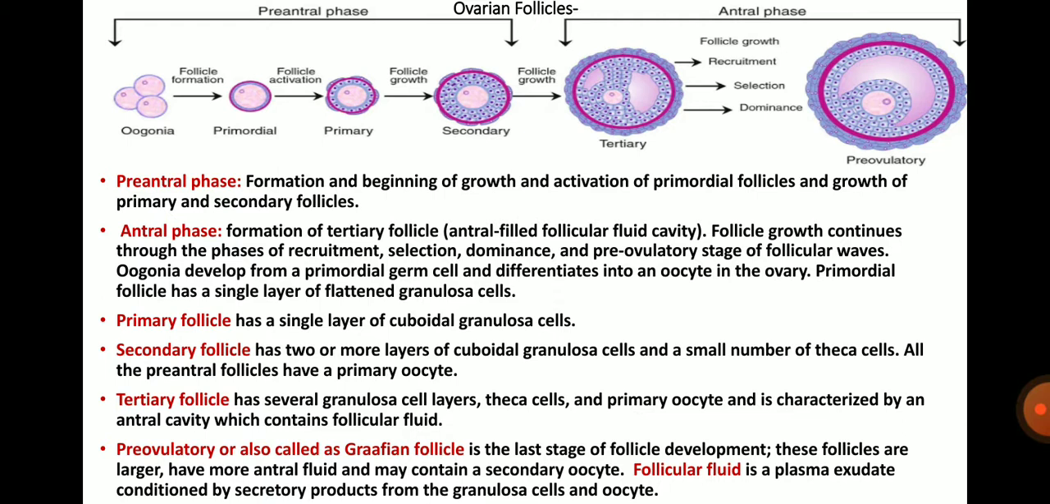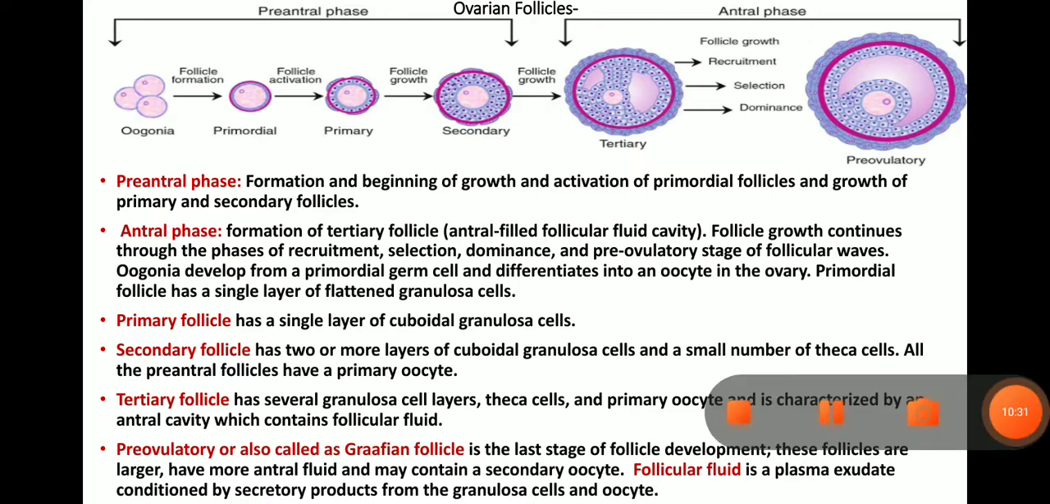The pre-ovulatory, or also called Graafian follicle, is the last stage of follicle development, and these follicles are larger, have more antral fluid, and may contain a secondary oocyte which has haploid number of chromosomes. Then follicular fluid is a plasma exudate conditioned by secretory products from the granulosa cells and oocyte. Fine. This much you have to remember about this particular topic.